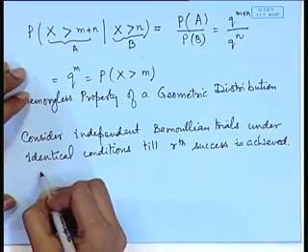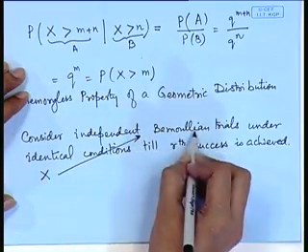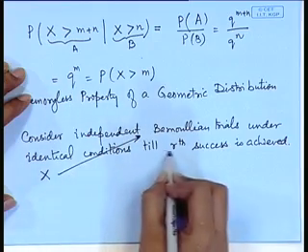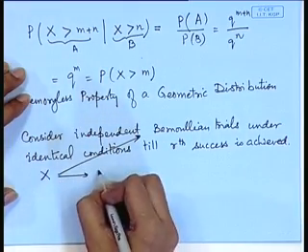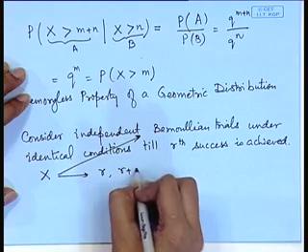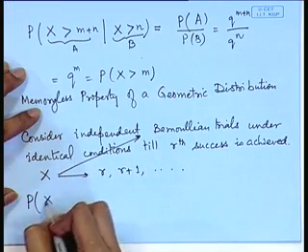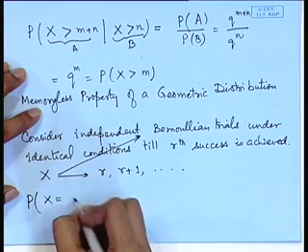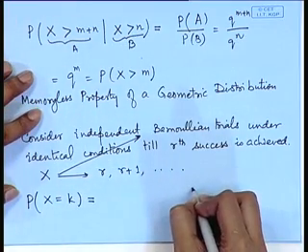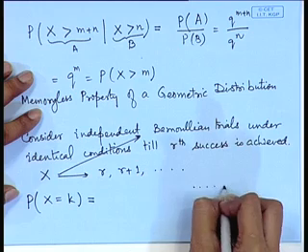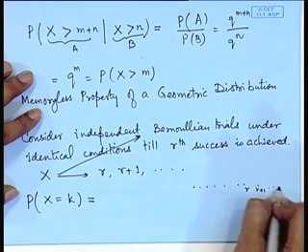So, if we consider x is the number of trials needed for the first time rth success is achieved, then what are the possible values of x? X can take values r, r plus 1 and so on. So, if we write down probability of x equal to say k, then what this will be? So, 1, 2, 3, 4 etc., say r, r plus 1, k.